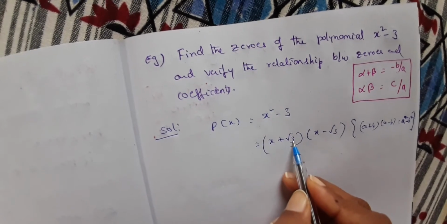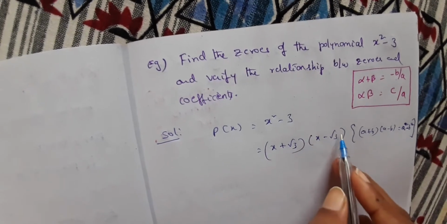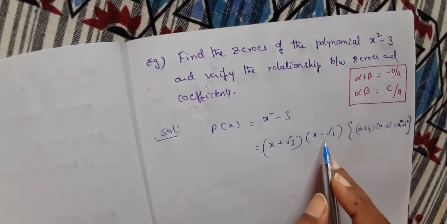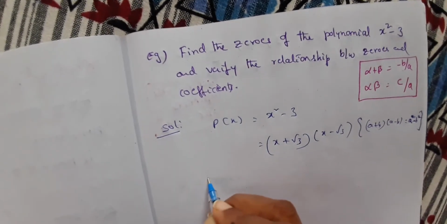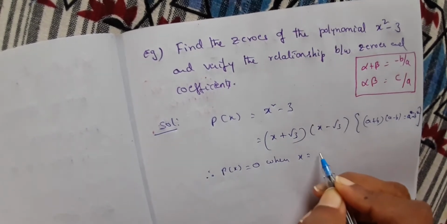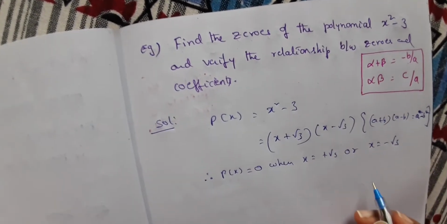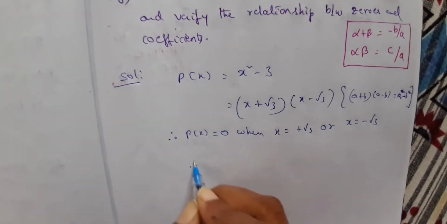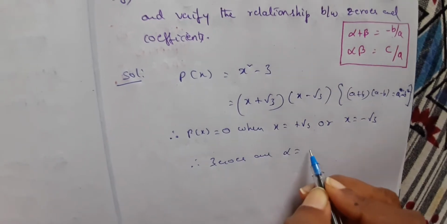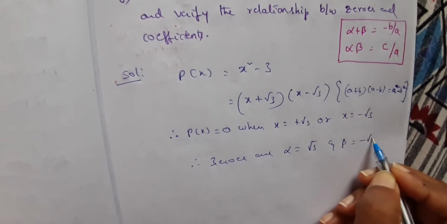If x is equal to minus root 3, then you will get a 0, or x is equal to plus root 3, so it will become 0 and thus p of x can be 0. So I'll write it as p of x is equal to 0 when x is equal to plus root 3 or x is equal to minus root 3. So therefore we got both the zeros, right? Therefore zeros are alpha is equal to root 3 and beta is equal to minus root 3.